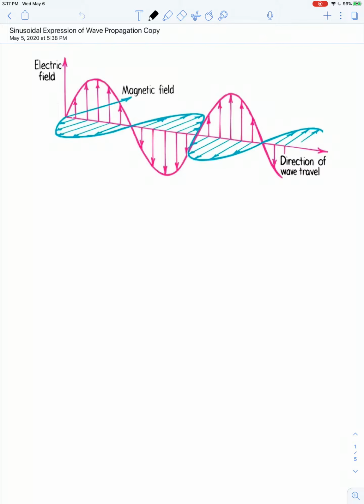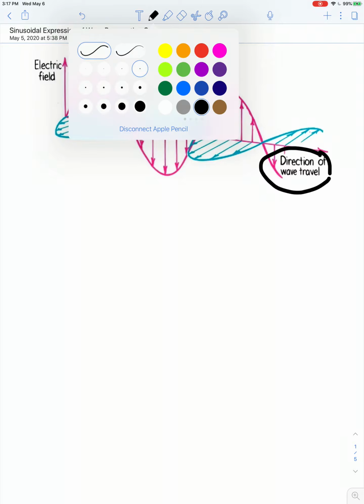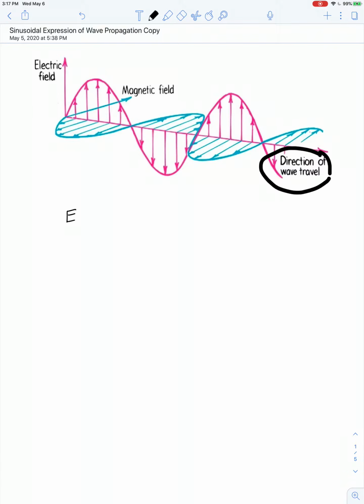So let's review just a little bit what we know about the propagation of electromagnetic radiation. One, we know the direction of wave travel is in the direction of the vector E crossed into B. And you can check that using the right-hand rule. You can pick any point here. How about this point? When the electric field points along the positive y-axis, at that instant the magnetic field points along the positive z-axis, and by rotating E into B using the right-hand rule, you can see that the wave is propagating in this direction.